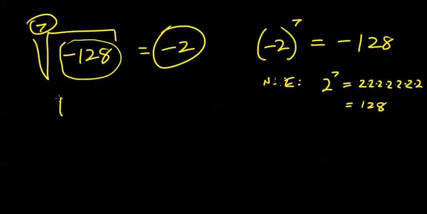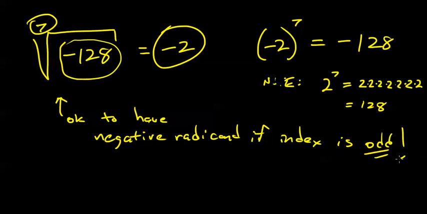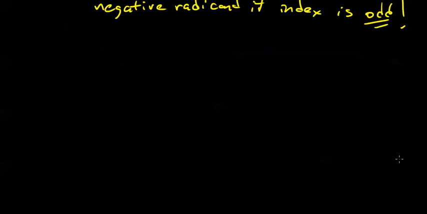Let me put that again. It's okay to have a negative radicand if the index is odd. Okay, we saw a touch of that last time in part 1. Let's try something that looks like this. How about if I ask you the 4th root of 81?